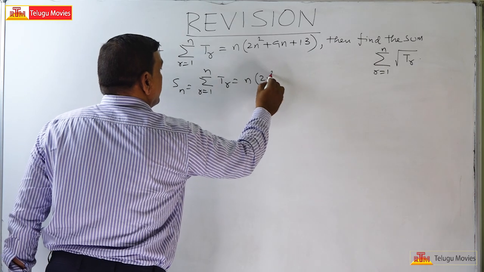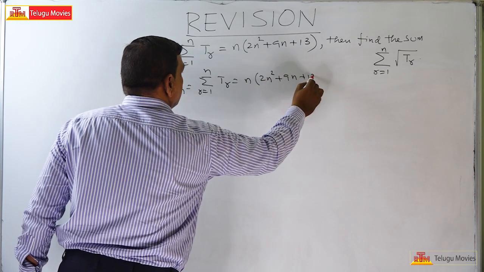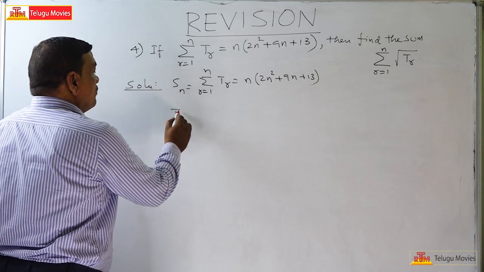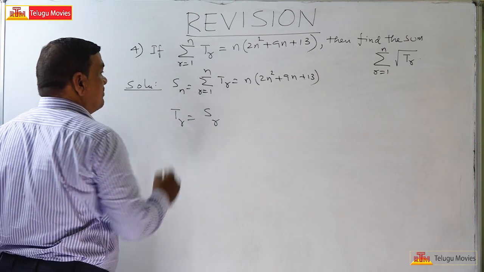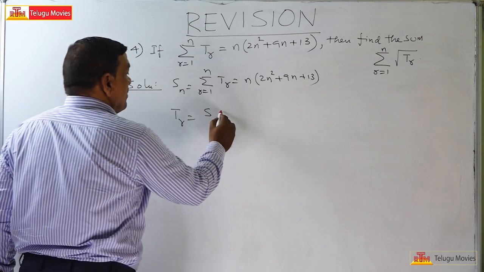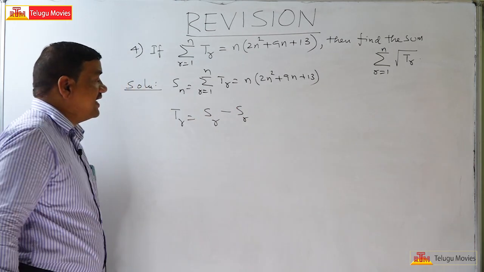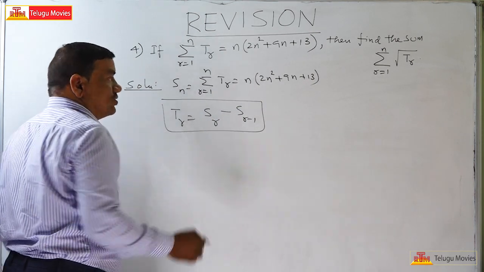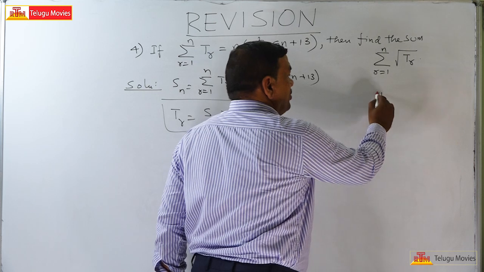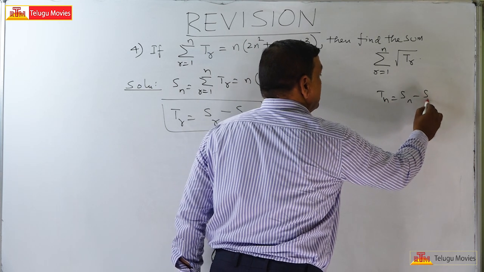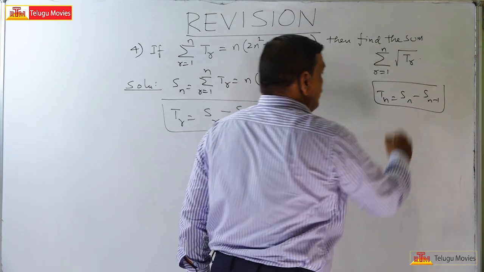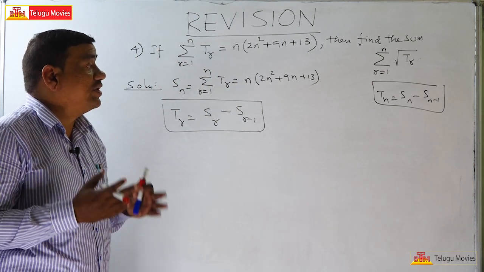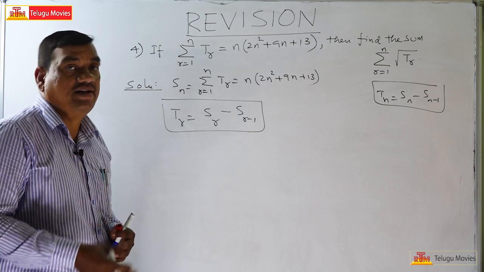That is sigma tr equal to n into 2n square plus 9n plus 13. Okay now? Now let us find out what is tr. Tr is nothing but Sr minus S(r minus 1). This formula we have. What is the formula? Generally Tn is equal to Sn minus S(n minus 1). If we want to find out the nth term, we subtract sum to n minus 1 terms from sum to n terms.